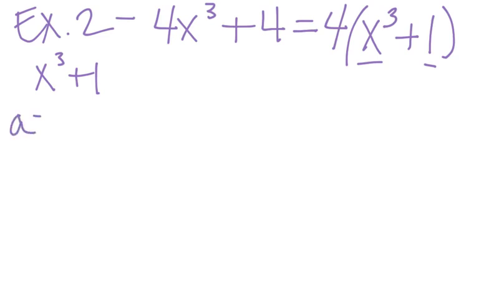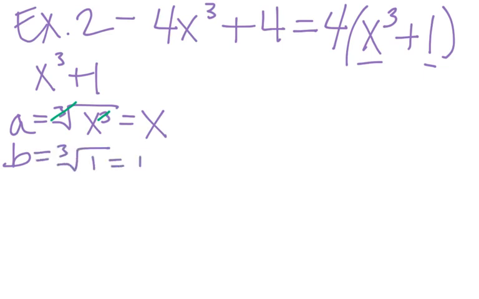So our a value we get by cube rooting x cubed. The cube root of x cubed is x because cube roots and cubes cancel. And then our b value is the cube root of 1, which is 1. Okay, so our factorization for x cubed plus 1 starts with a plus b, so x plus 1, because that's the cube root and the cube root, and the plus sign because we're doing the sum.